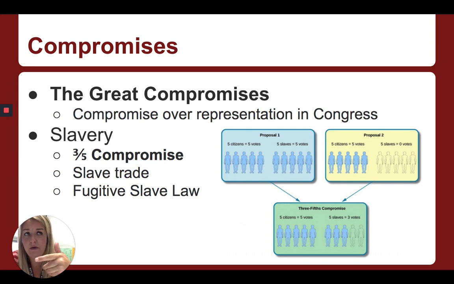The House is going to be picked based on the number of people in your state. So if you have a big state, you're going to have a lot of people in the House. The Senate then is going to be a compromise where every single state gets 2.